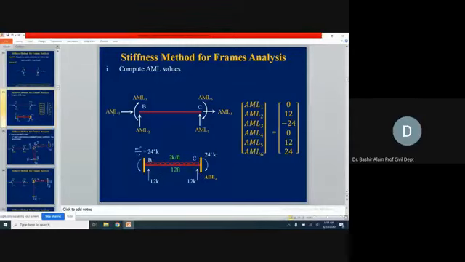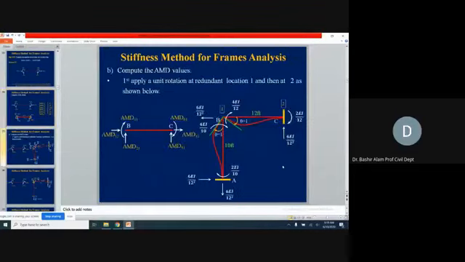AML1 is how much? Corresponding to this, we don't have any horizontal action. So this is 0. AML2, this is 12. So we are putting 12. AML3, it is clockwise positive, but actual one is 24. So this is minus 24, opposite to this positive direction. AML4, it is 0 here. When a number is not shown, it means it is 0. AML5, it is plus 12, so plus 12 is here, and AML6, it is clockwise positive, so plus 24 we are recording here.